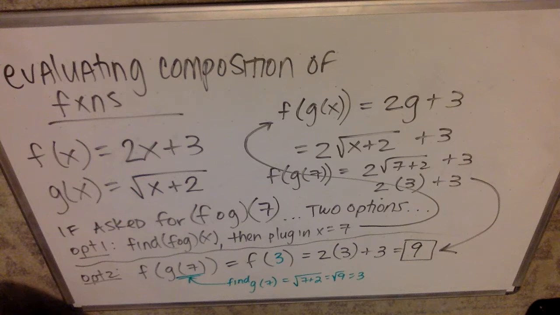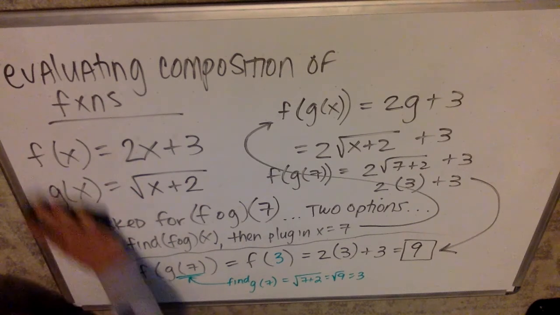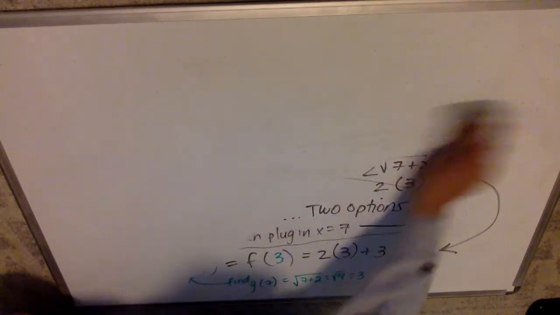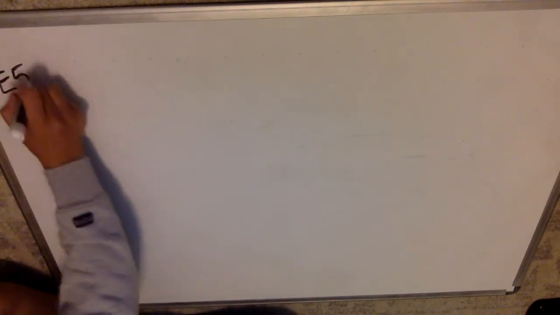Okay, cool. So let's do some composition of functions that's slightly more difficult. All right, so I think that we're on 5, but it's hard to remember. I think this is E5. I'm not 100% sure. I'm going to put a question mark, okay?